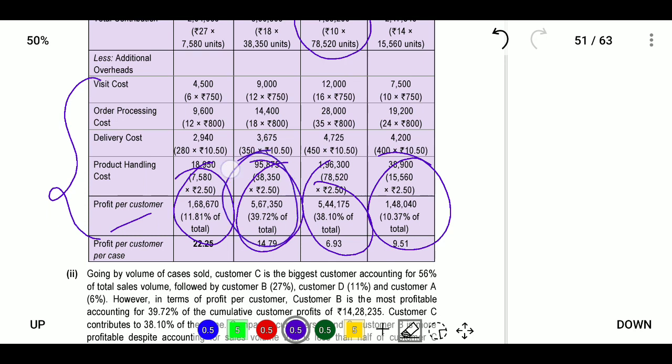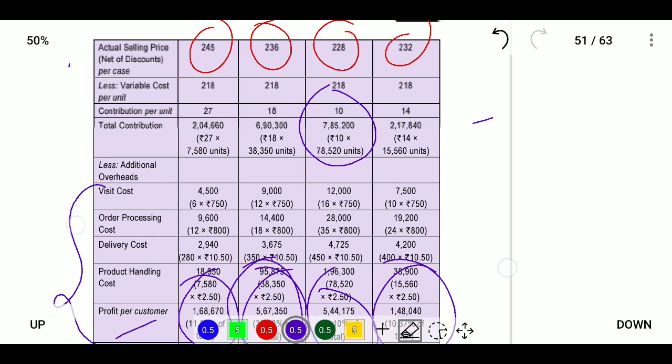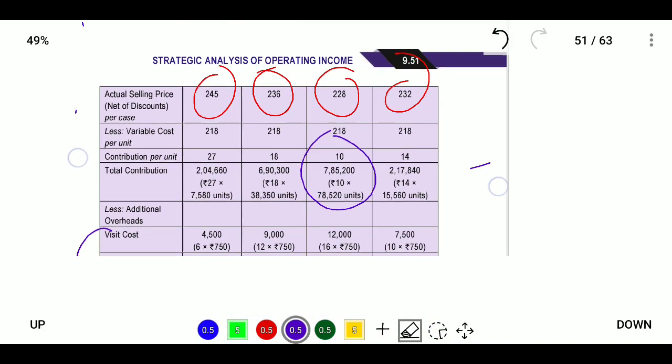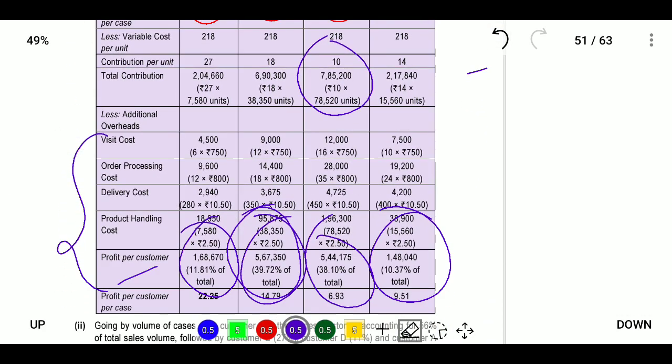567,000. So here we will guess 567,000 with providing the B, even though C is providing more volumes. C sells more, but we are getting profit from B. And next, who has less profit?